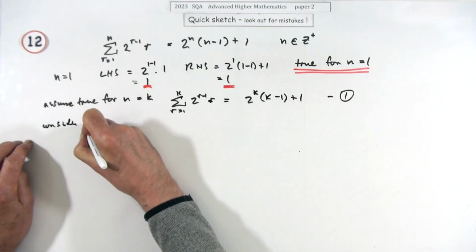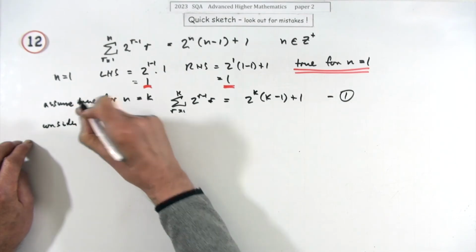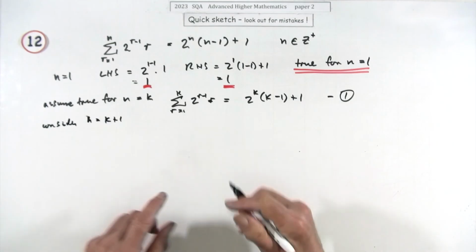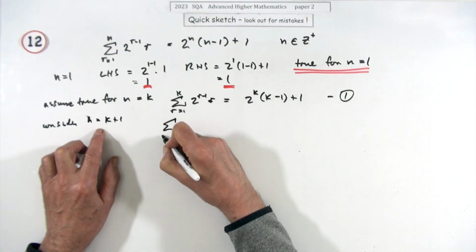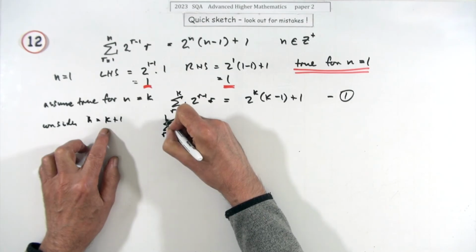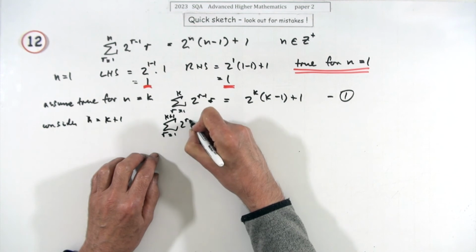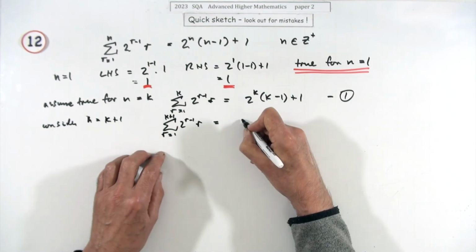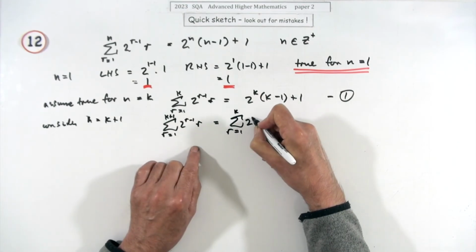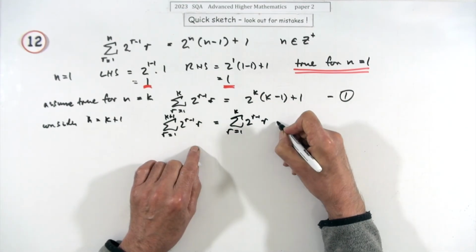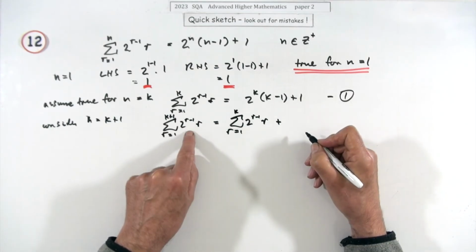Consider n equals k plus 1. You're not going to consider it using this formula. You're just going to consider it from basic arithmetic. That means that the sum from r equals 1 to k plus 1 of that whole thing should be the sum from r equals 1 to k of 2 to the r minus 1 times r, plus just the extra term that this needs.